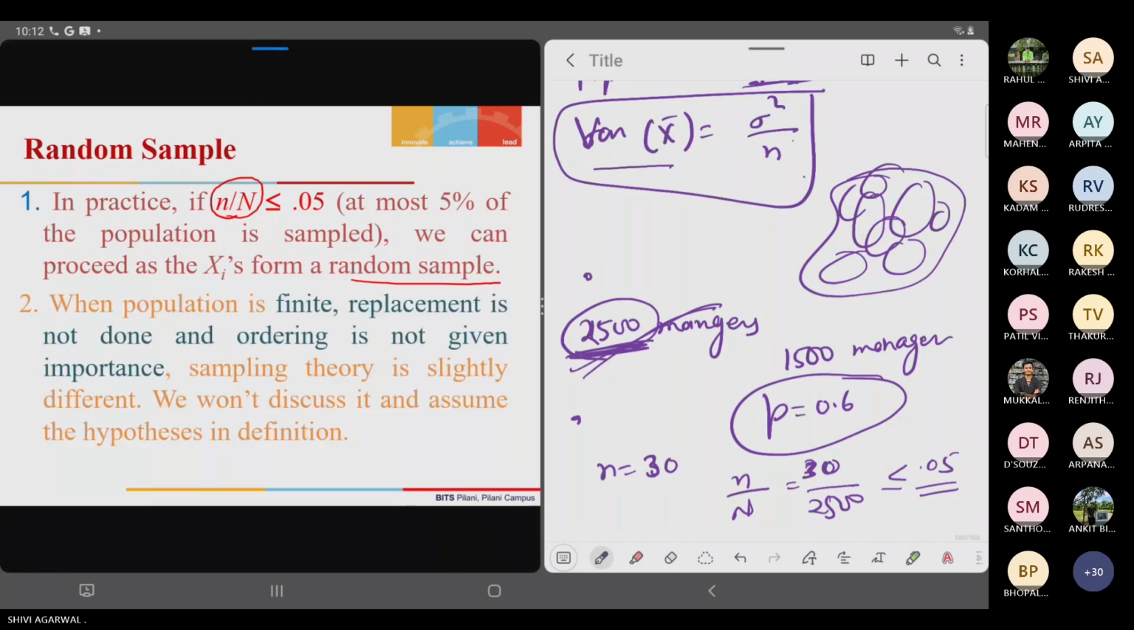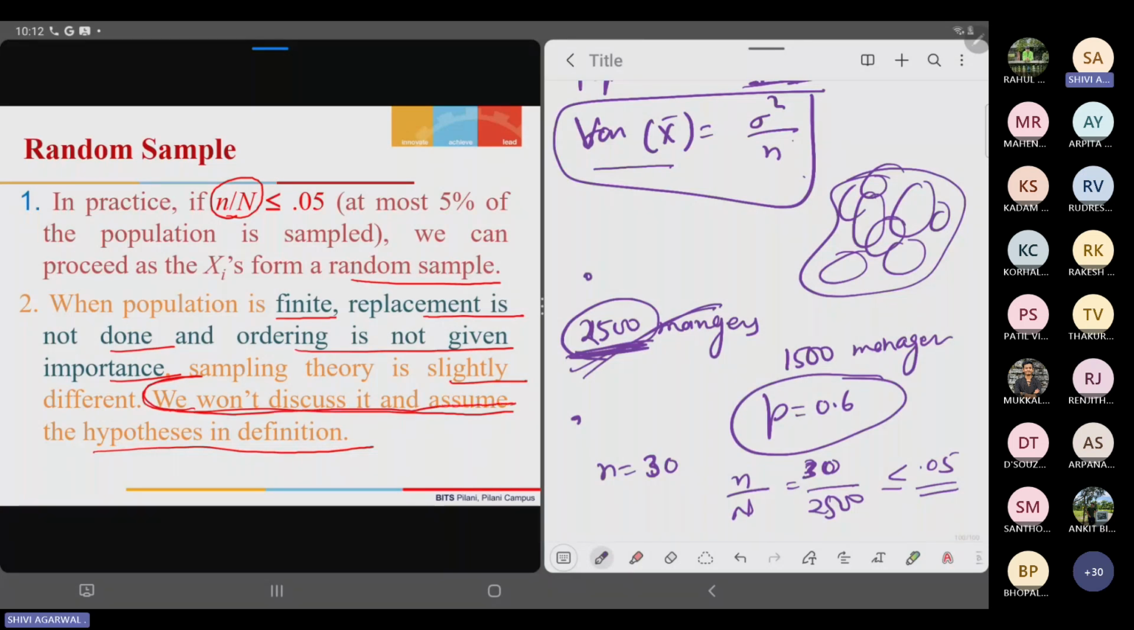Definitely, when the population is finite, replacement is not done and ordering is not given importance, so the theory changes. So we won't discuss it here. If the population is finite, replacement is not done, and ordering is not given importance, that type of concept we are not doing here. We are doing the concept for the random sample when the population is infinite and replacement is done.